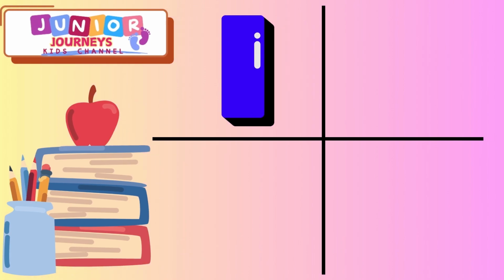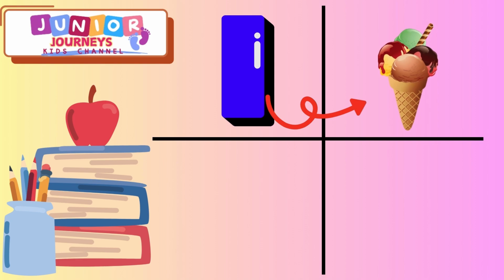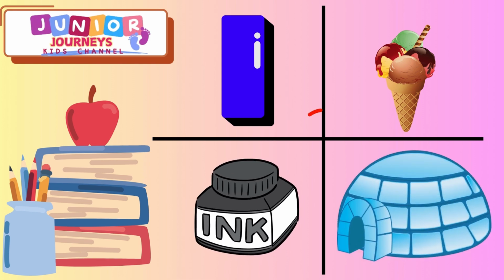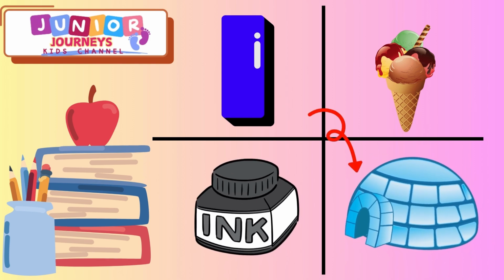Next letter is I. I. I is for ice cream. Ice cream. I is for ink. Ink. I is for igloo. Igloo.